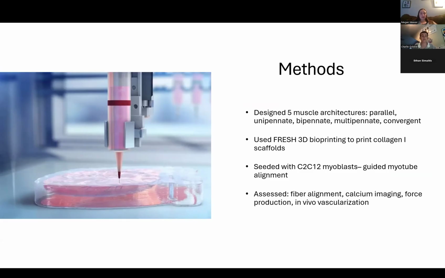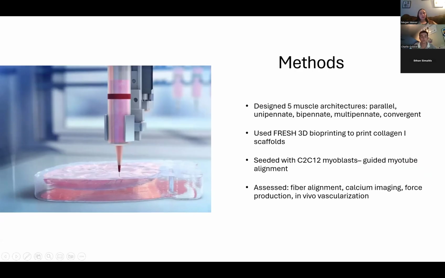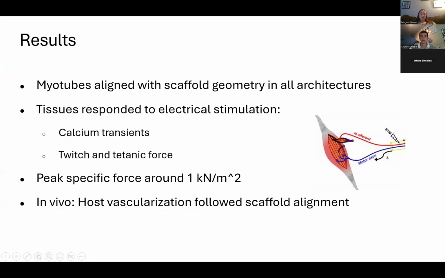To see how well these engineered tissues were working, they looked at several different things: the myofiber alignment, the calcium imaging, force production, and finally in vivo vascularization to see how these tissues integrated and formed blood vessels after implantation. The results show that the myotubes aligned really well with the printed scaffold geometry in the 5 architectures. This means the design successfully guided how the muscle cells organize themselves.